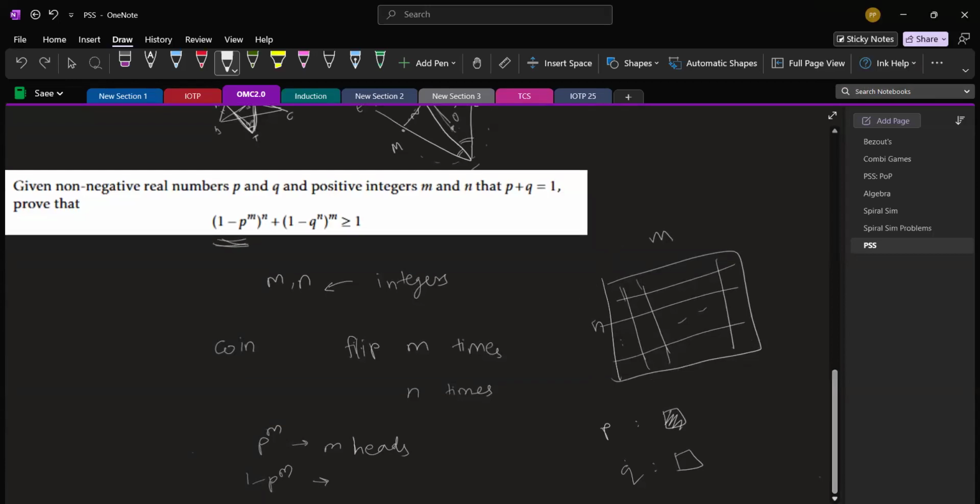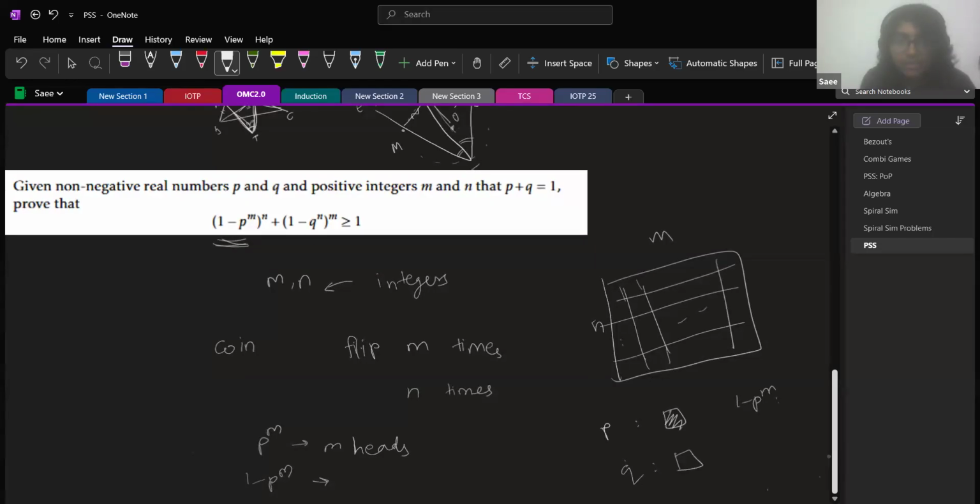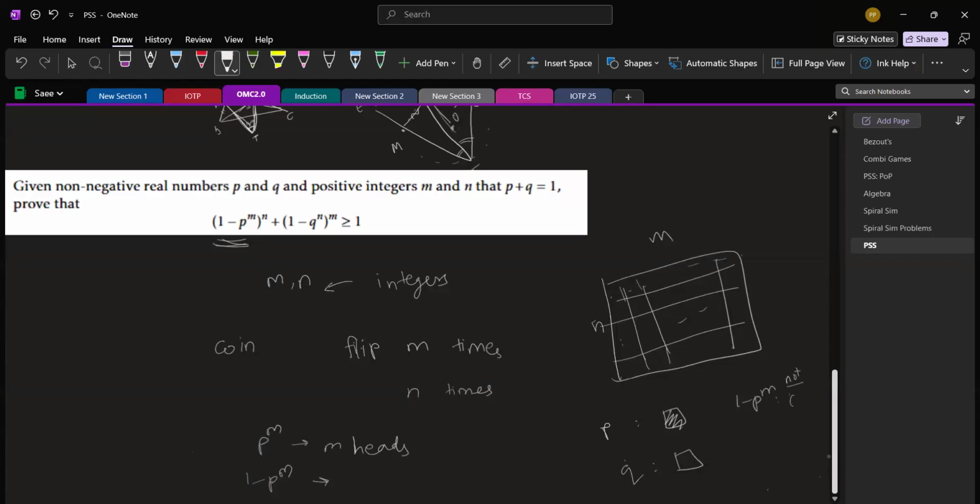So 1 minus P to the power M becomes the chance of no consecutive heads, no black or white in that row. P to the M is basically everything in this row being black, but 1 minus P to the M is like at least one white. And then something to the power N means not completely black, not fully black.